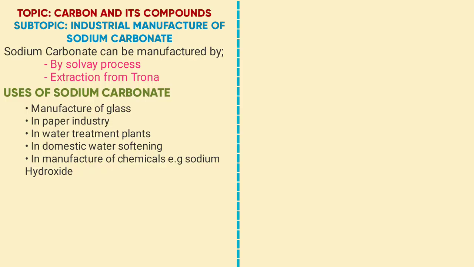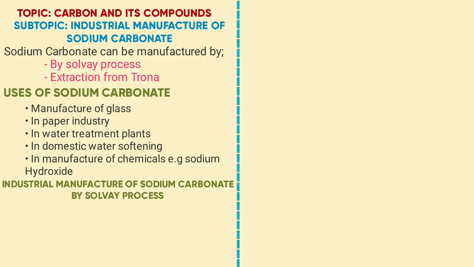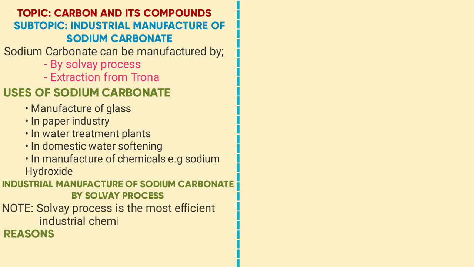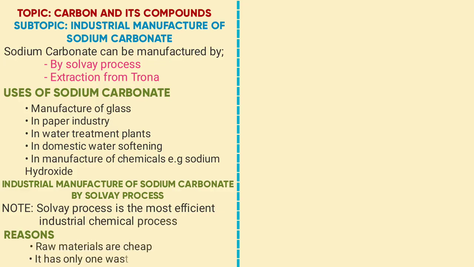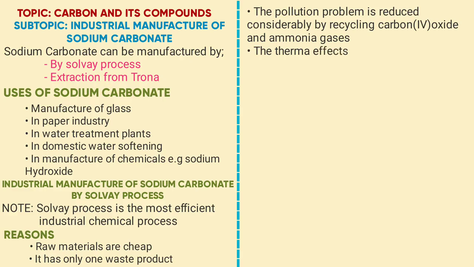So in our lesson today, we want to look at the industrial manufacture of sodium carbonate by the Solvay process. Why is the Solvay process the most efficient industrial chemical process? Now, reasons. The raw materials are cheap. It has only one waste product. The pollution problem is reduced considerably by recycling carbon dioxide and ammonia gas. The thermal effects on the water source near the plant is minimized by recycling.